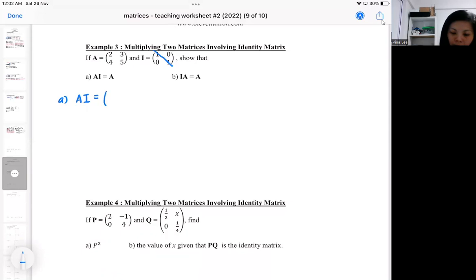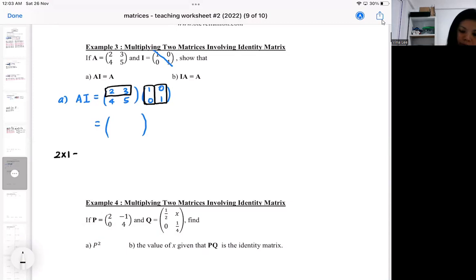So I'm going to show how you do A times I. A times I means 2, 4, 3, 5 multiplied by 1, 0, 0, 1. So you will get a 2 times 2 matrix. We fill up the top layer first. 2 times 1 plus 3 times 0, and 2 times 0 plus 3 times 1.